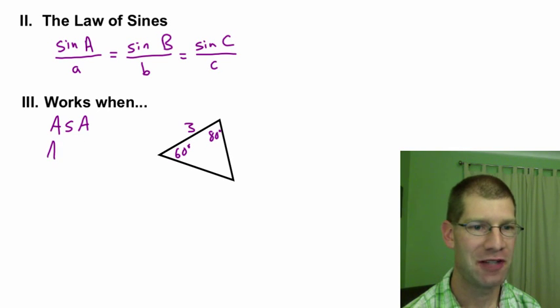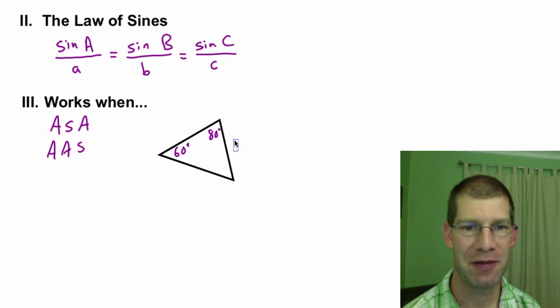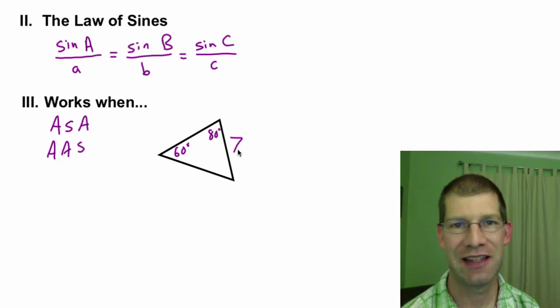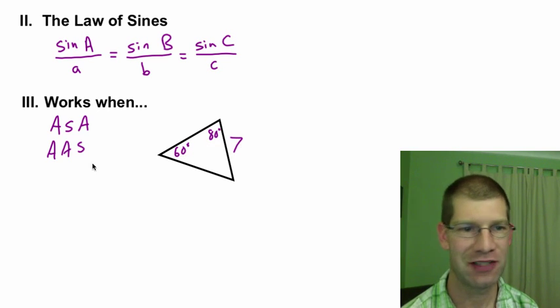Another one that we had was angle, angle, side. So instead, if we had this triangle and you knew the angles of 60 and 80, and now you knew that this side here was maybe 7, then you'd have an angle, angle, side. You have two angles, and you have the side that's not between them.